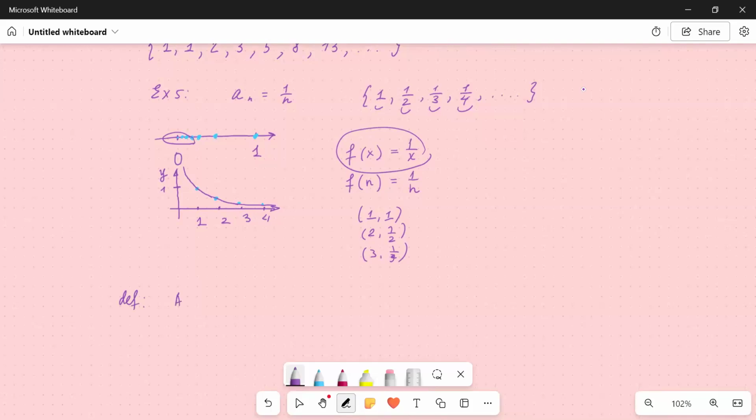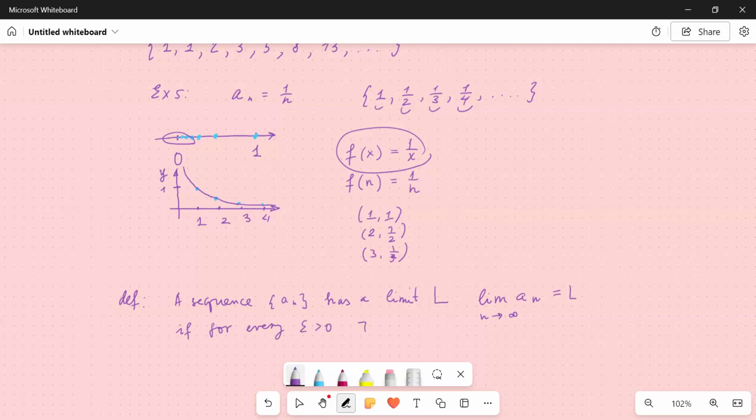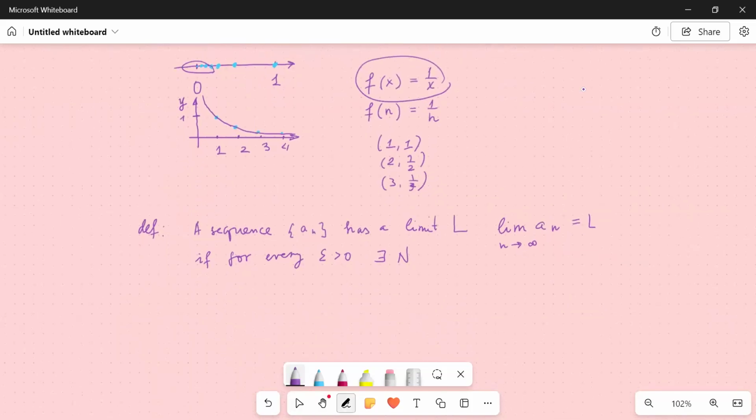Definition. A sequence a_n has a limit L, and we write it like this: limit of a_n as n approaches infinity equals L, if for every epsilon greater than 0 there exists a big number N, an integer, such that for any n greater than N, we are going to have that |a_n minus the limit| is less than epsilon.